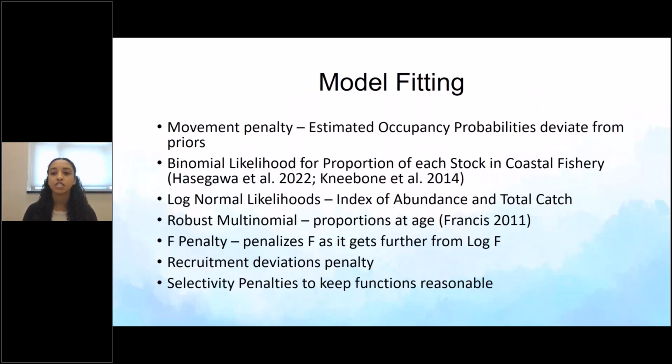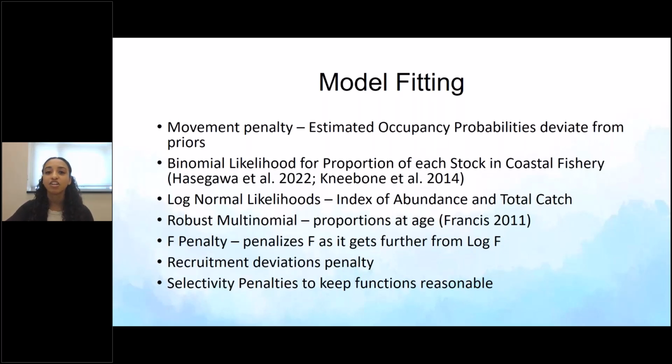And then finally, just some information on how we're fitting the model, our likelihoods and penalties to keep our model in check. I'm not going to go over all of these in too much detail, but one thing I will point out is this binomial likelihood that we have for the proportion of each stock in the coastal fishery. I mentioned that studies suggest that at least 60% of the coastal fishery is comprised of the Chesapeake Bay stock. So we use some of the recent literature that was conducted in our model time period as a likelihood to balance out how we're estimating abundance and how the model is fitting abundance.